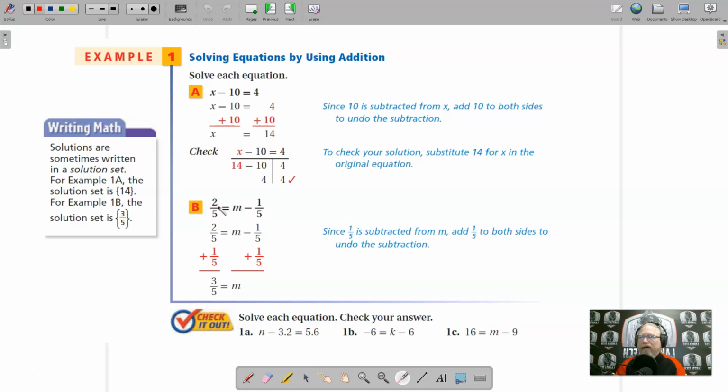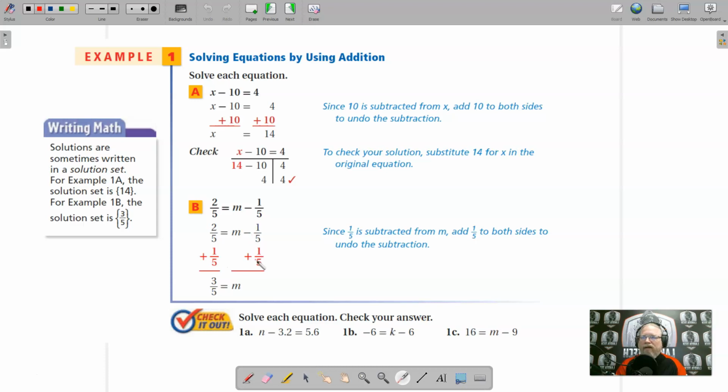On example B, we have 2/5 equals m minus 1/5. So let's rewrite it. 2/5 equals m minus 1/5. The 1/5 is related to the variable m through subtraction. The opposite operation is addition. We're going to add the very number we wish to get rid of, which is 1/5, so we add 1/5 there. And what we do to one side, we're going to do to the other side as well.